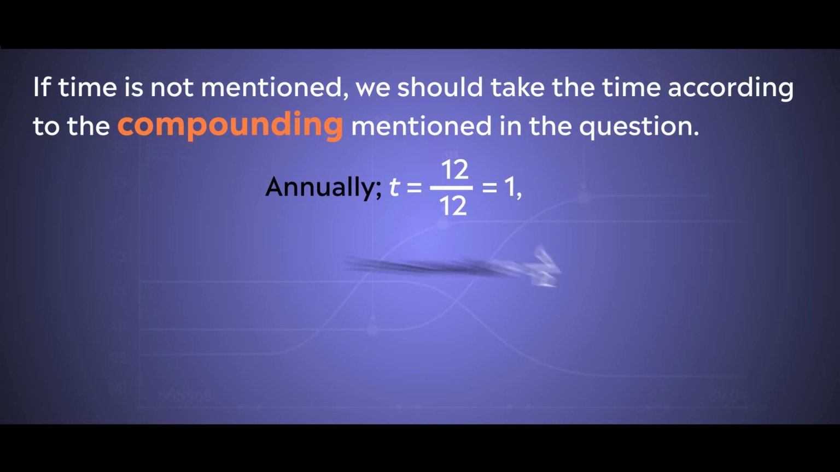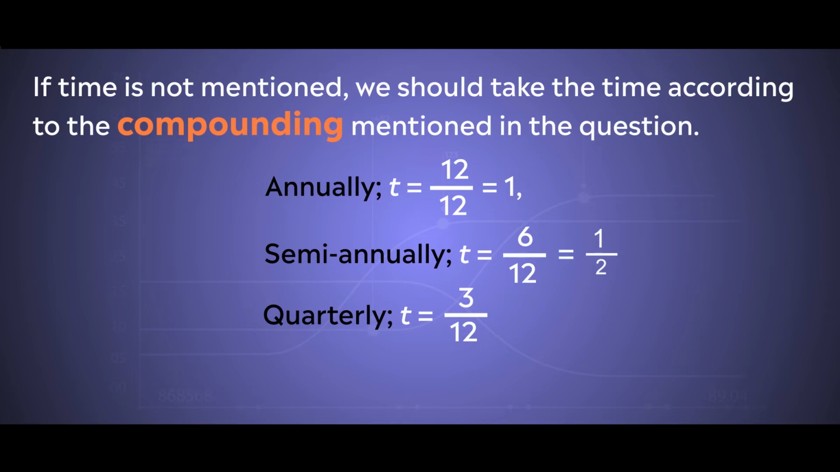What about if it is semi-annually? If it is semi-annually, then you should know that it is after 6 months. As I said, it should be converted to a year, so it should be 6 divided by 12. It comes to half, so that means it is half a year. Time period will be 1/2. In 1 quarter, there are 3 months. So when you convert this to a year, it will be 3/12, so you get the time as 1/4 year.